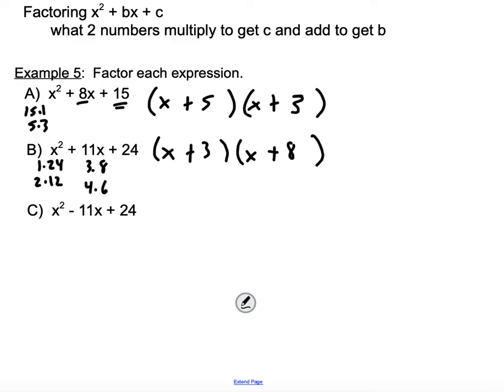All right, so now we're switching it up a little bit. We've got a negative sign in there. What multiplies to give me x squared? X and x. What multiplies to give me 24 and adds to give me a negative 11? So in order to get a positive 24 and add to give you a negative 11, they both have to be minuses. So it's going to have to be a negative 3 and a negative 8. Those will multiply to give me 24 and add to give me a negative 11.